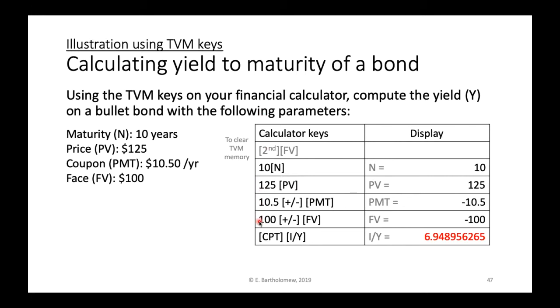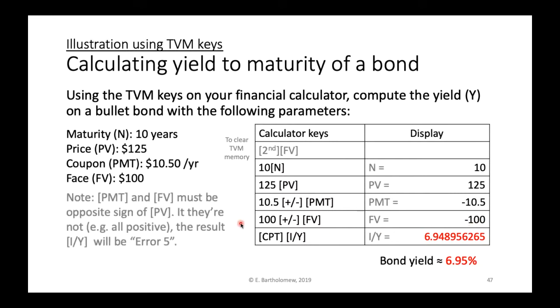After you've put in all the inputs, you then hit compute I/Y, and you will get this result here, which, if we're rounding to 2 decimal places, is 6.95. Now notice it is returning this as a percent. Okay, so it's not returning 0.0694, so it's already converting it to a percent for you. So that's important to recognize.